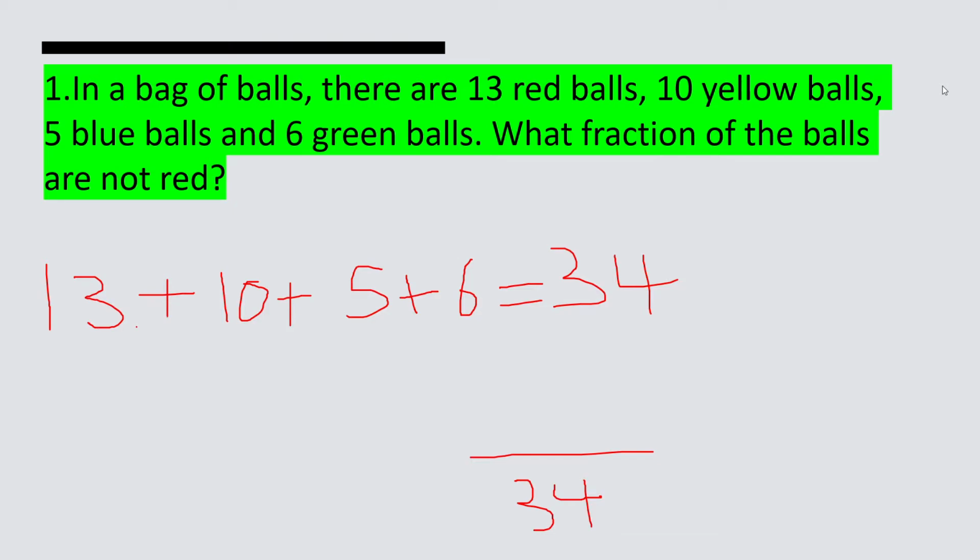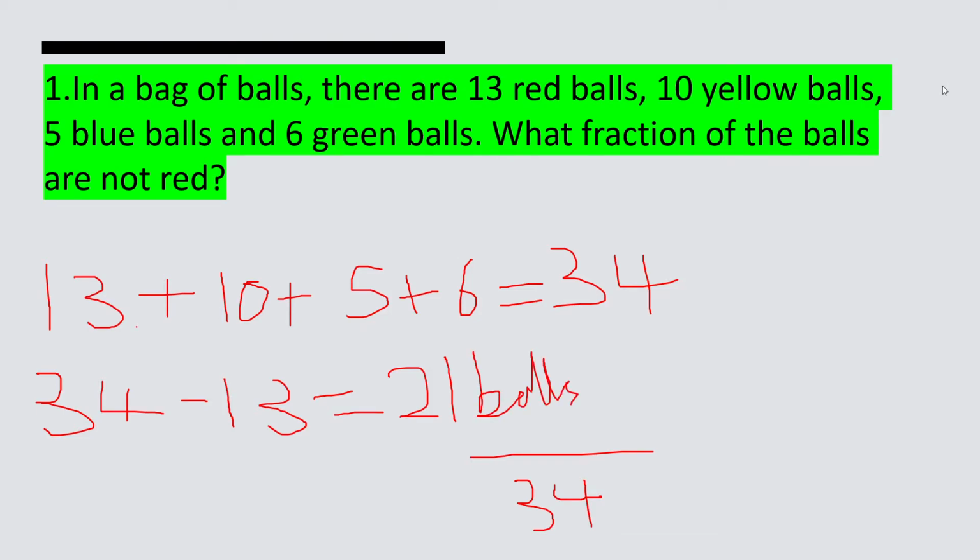A numerator is a fraction of the balls that are not red. So we have our total, which is 34, and we just need to minus the balls which are red, which will equal not red, which in this case is 13 red balls. So we have 21 balls which are not red. So 21 over 34 is our answer. This is the numerator and this is the denominator. So that's the answer. Let's go on to our next slide.